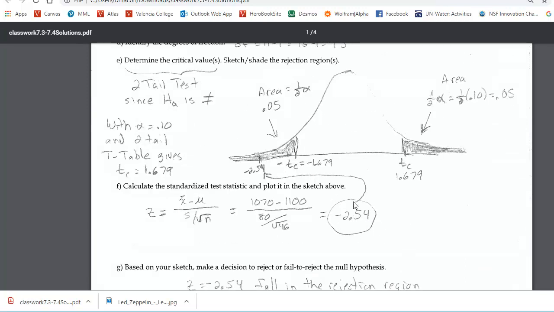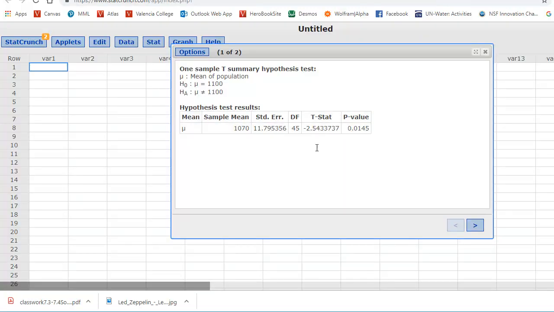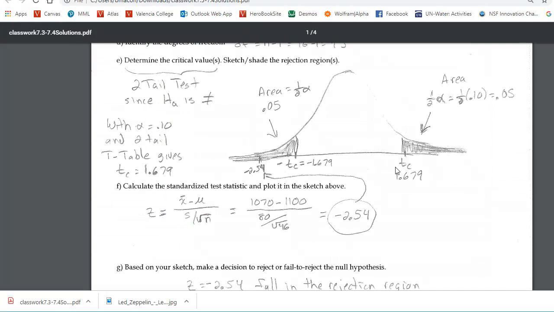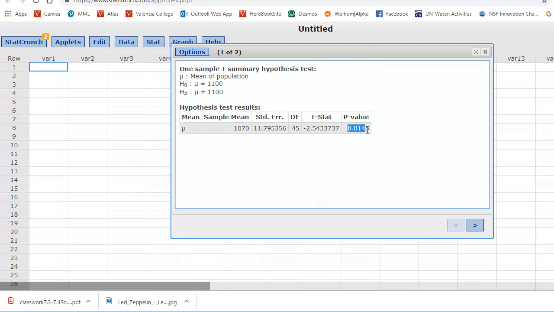My standardized test statistic fell into this region, and I want to point out that StatCrunch gives me that standardized test statistic. There's the negative 2.54 that we would have calculated by hand. The distinction here is that even though StatCrunch gives me the standardized test statistic, it does not tell me the critical value that we got from the table. But the decision process is still the same. Because our standardized test statistic fell into the rejection region, we reject the null, and based on StatCrunch, the p-value is less than the alpha, so we reject the null as well.